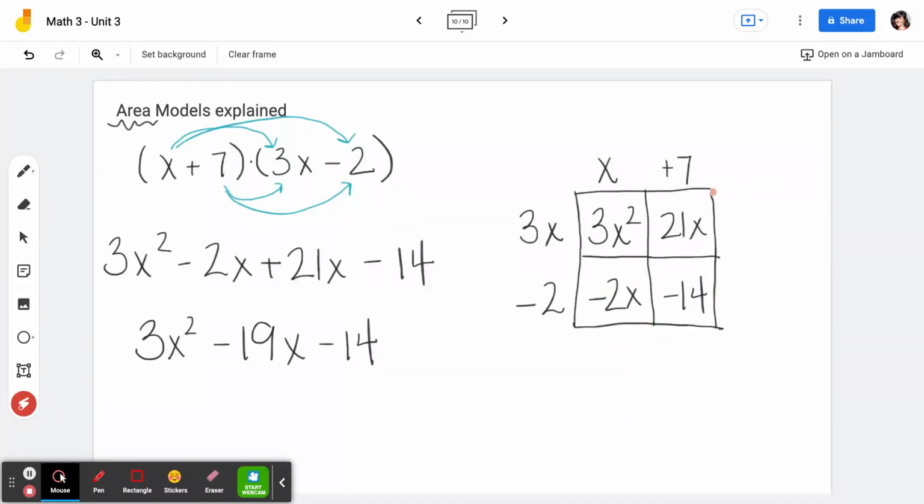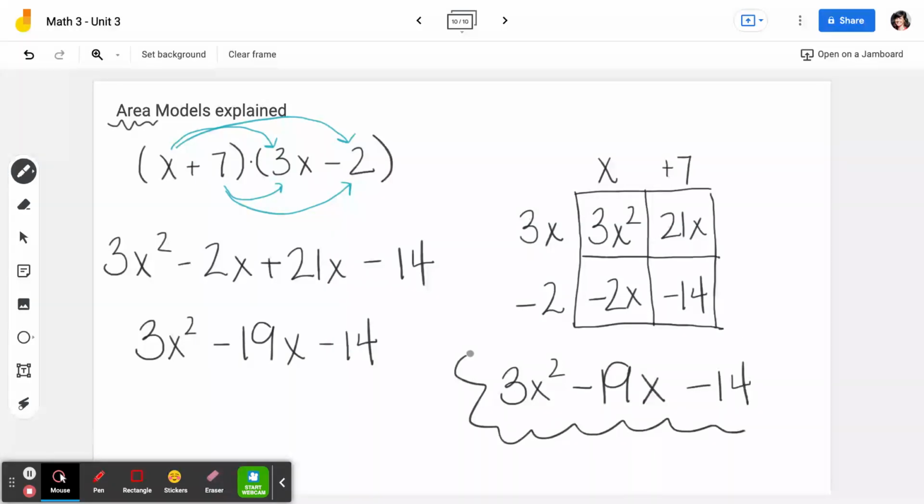The nice thing about this box too is that if we had more terms in our factors, we could just make our box bigger and bigger, and we could multiply. What'll always happen is your like terms will be along the diagonal. So what this gives us is really 3x squared, and then 21x and negative 2x are like terms. We can combine them. And then finally, we're left with negative 14. So same answer. Even if you like using this method on the left, I want you to practice some using method 2. That'll help you when you go to work backwards.